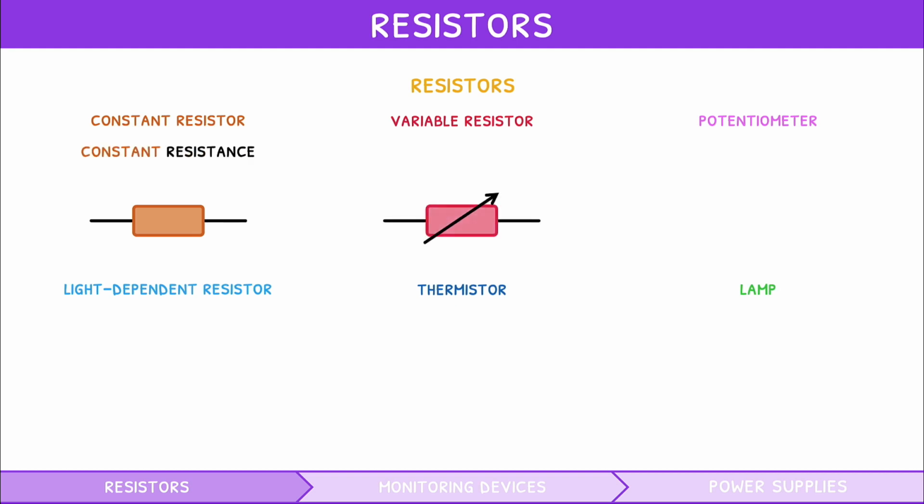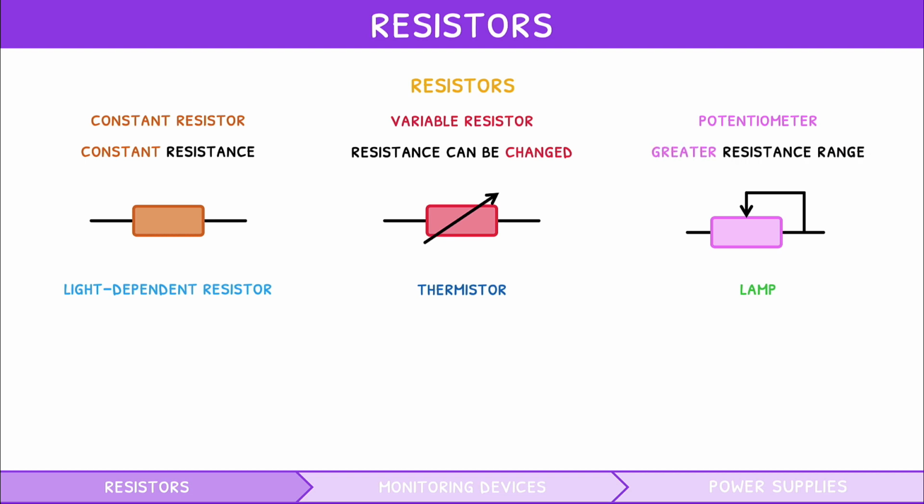A variable resistor is a length of wire with an adjustable contact that allows the resistance to manually be changed. A potentiometer is effectively a variable resistor, but the contact is connected to a new circuit branch. This gives a greater resistance range than a variable resistor.